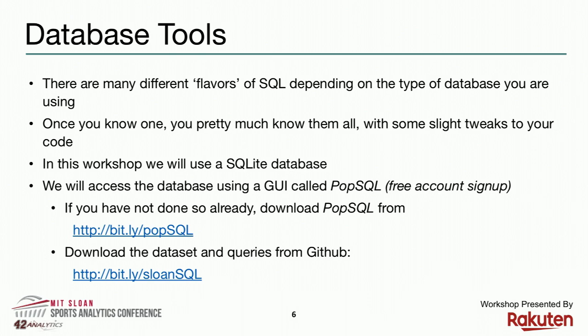A lot of applications and programs use SQLite databases. A good example is Chrome. All of your history is stored in a SQLite database that's actually on your computer. So what we're going to use is a SQLite database file and a GUI called PopSQL. They're very clever with their name. If you haven't downloaded them and you do want to follow along, I would ask that you download them now.